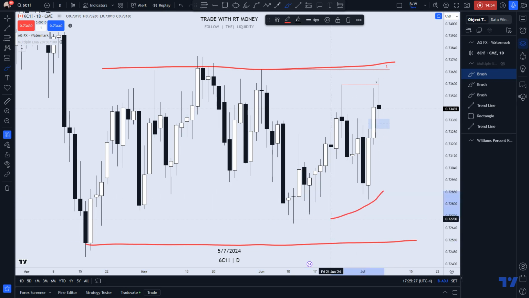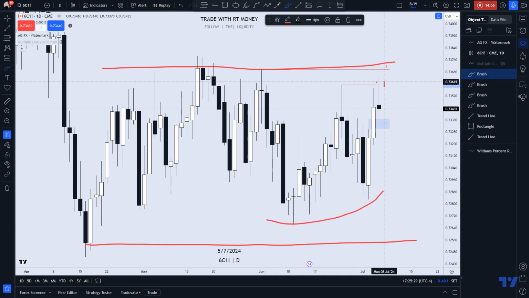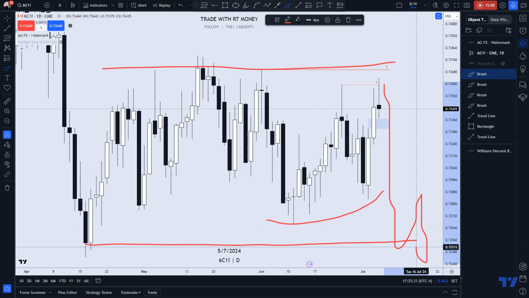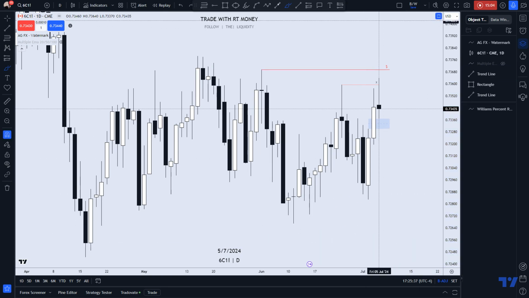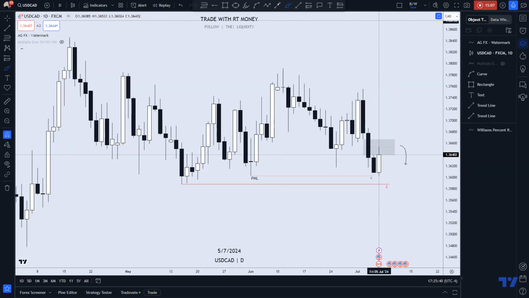I'm looking for these relative equal lows to get taken, so that I know that price is heading down. Okay, so I would suggest you wait on this one, but let's look at the US dollar CAD, the FX pair.